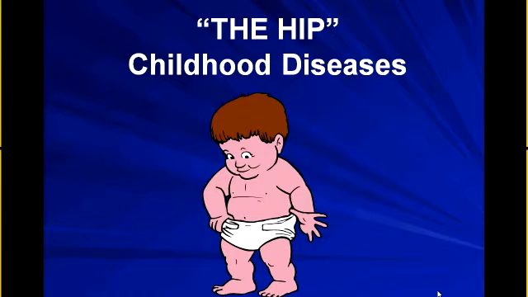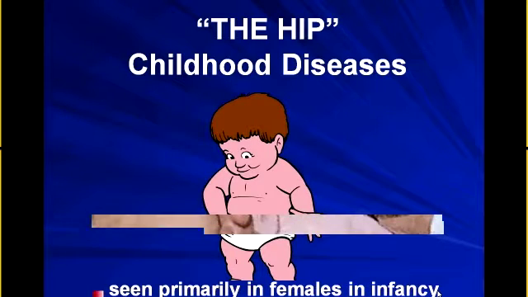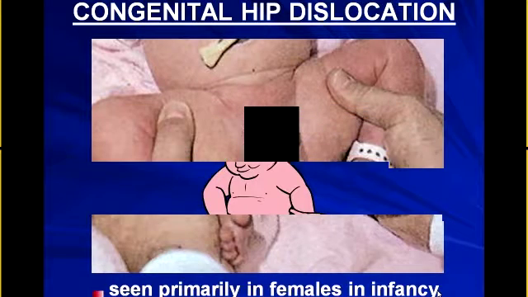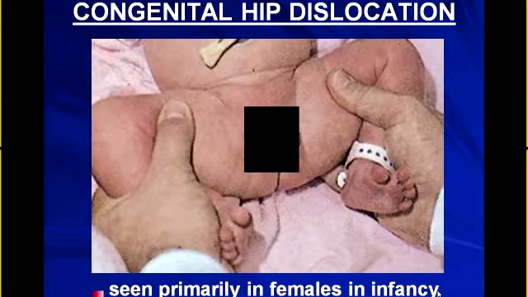Okay, we're back again to talk about some of the childhood diseases, and there are many, but there's three main ones that we really want to focus on. The first is congenital hip dislocation, which is really a spontaneous dislocation that happens often before or during or even after childbirth. The cause of this is an underdeveloped femoral head that dislocates.